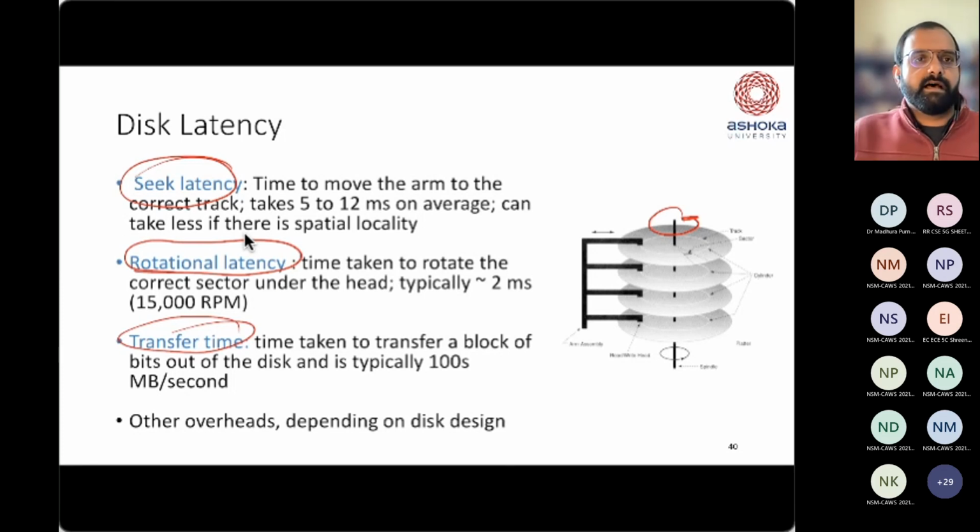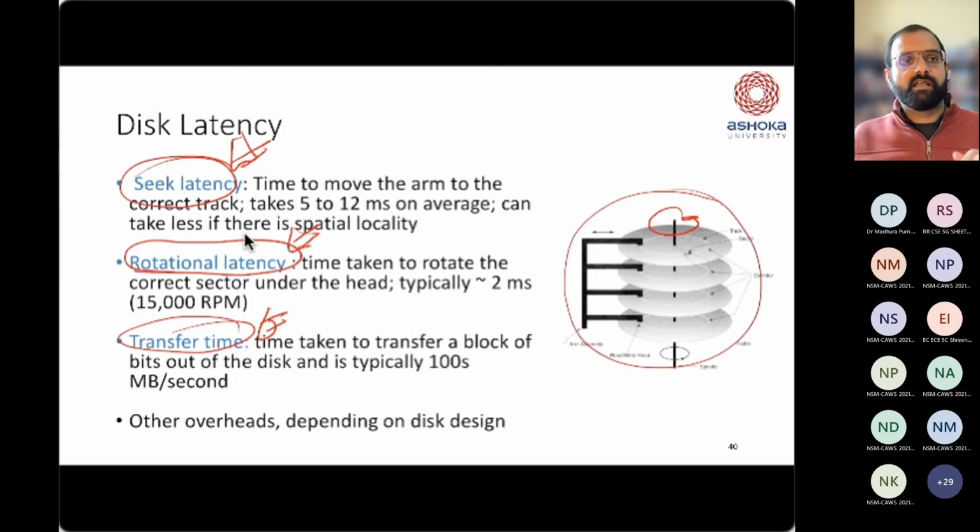And as you can imagine, because this involves mechanical moving parts, right? You have to move the arm to the right track. Then you have to wait for the right sector to come under the head, and then you have to suck information out of that track, which is the transfer time. All of these things are super slow as compared to your main memory, and super slow as compared to how fast your CPU can actually process things, right? And that's one of the reasons why hard disk drives are multiple orders of magnitude slower than even your DRAMs, because they involve mechanical moving parts, right?